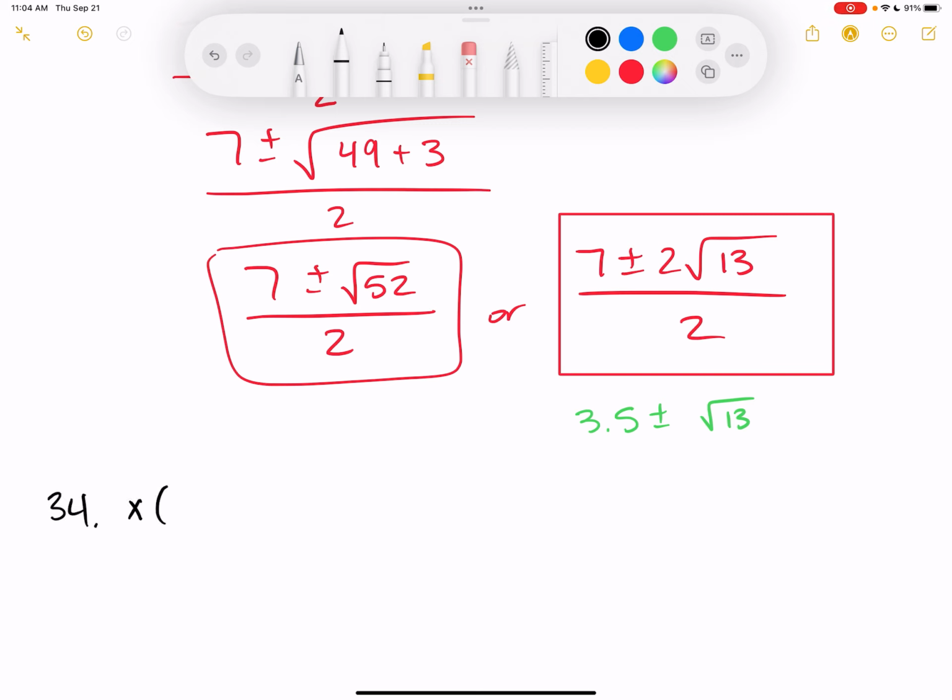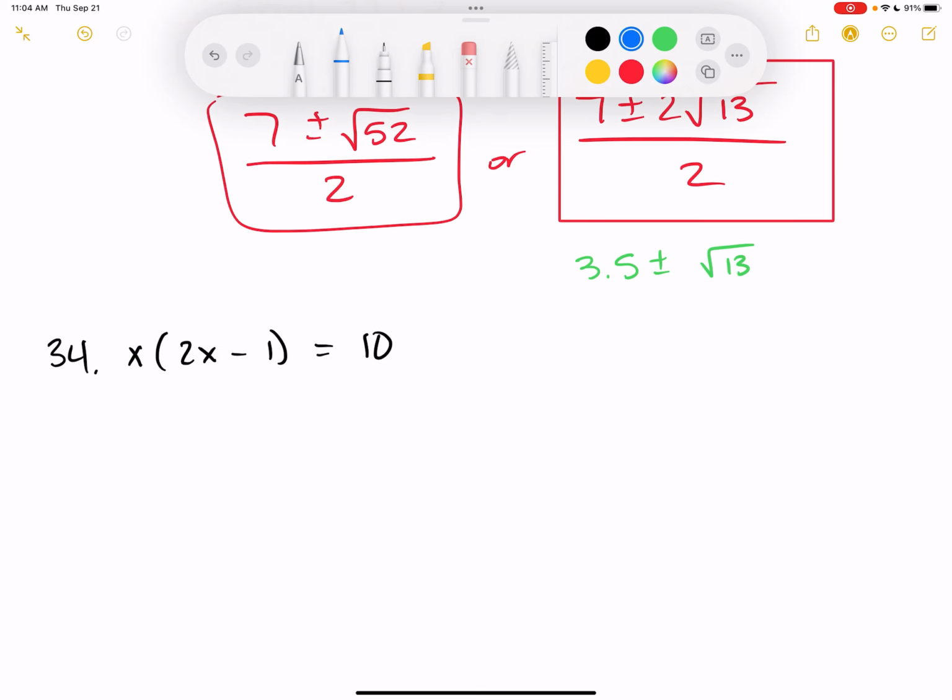x times 2x minus 1 equals 10. Any ideas on this one, how I should start? So you distribute the x. Okay, so 2x squared minus x equals 10.